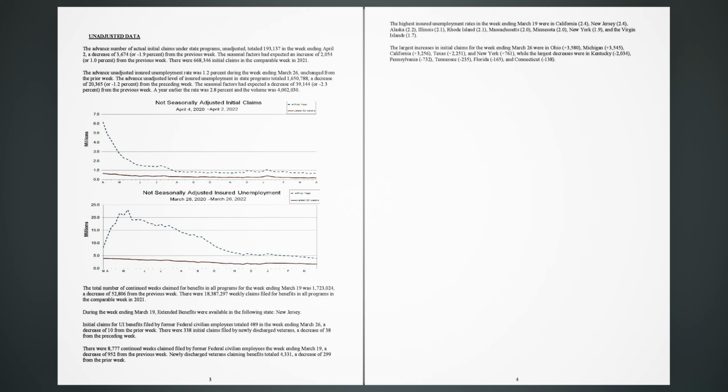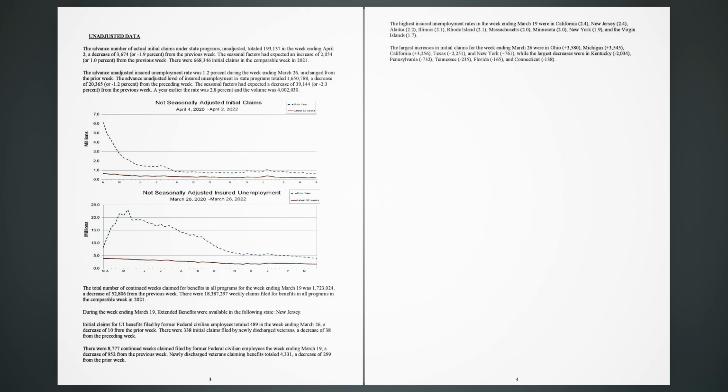The seasonal factors had expected a decrease of 39,144, or minus 2.3%, from the previous week. A year earlier the rate was 2.8% and the volume was 4,002,030. The total number of continued weeks claimed for benefits in all programs for the week ending March 19 was 1,723,024, a decrease of 52,806 from the previous week. There were 18,387,297 weekly claims filed for benefits in all programs in the comparable week in 2021. During the week ending March 19, extended benefits were available in the following state: New Jersey.